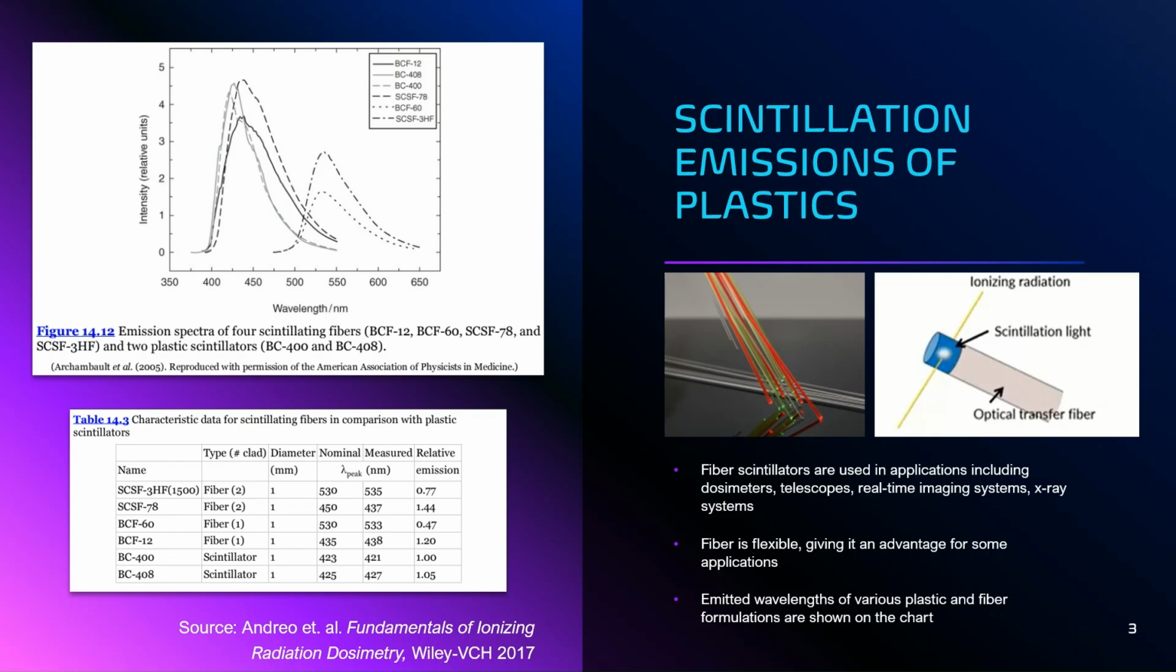Plastic fiber scintillators, like you see on the right here, are commonly used in portable equipment. Besides dosimeters, you can see them in telescopes, real-time imaging systems, X-ray imaging systems, and they have some advantages because as a fiber, they have some flexibility and they can be installed and applied in different configurations.